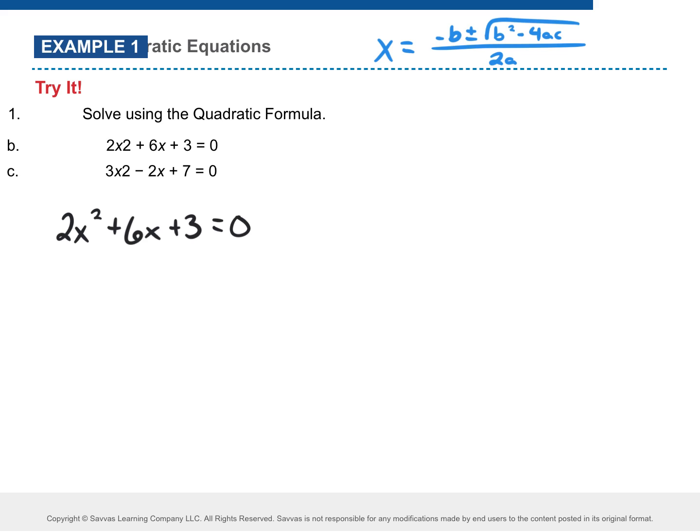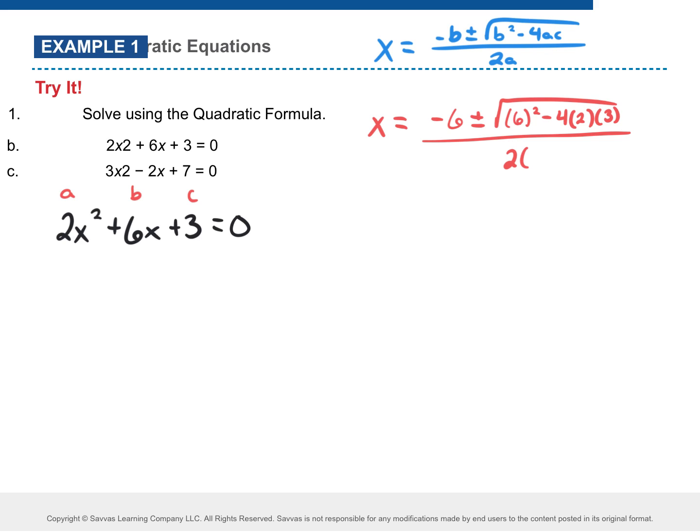Let's label our different pieces here. What is A? 2. What's B? 6. And what's C? 3. Like I said, filling it out is half the battle here. So if I fill it out, what do I put in for negative B? Negative 6. Negative 6 plus or minus the square root. What's B again? 6 squared minus 4 times, what's A? 2. C is 3, all over 2 times 2. Yep, because A is 2.